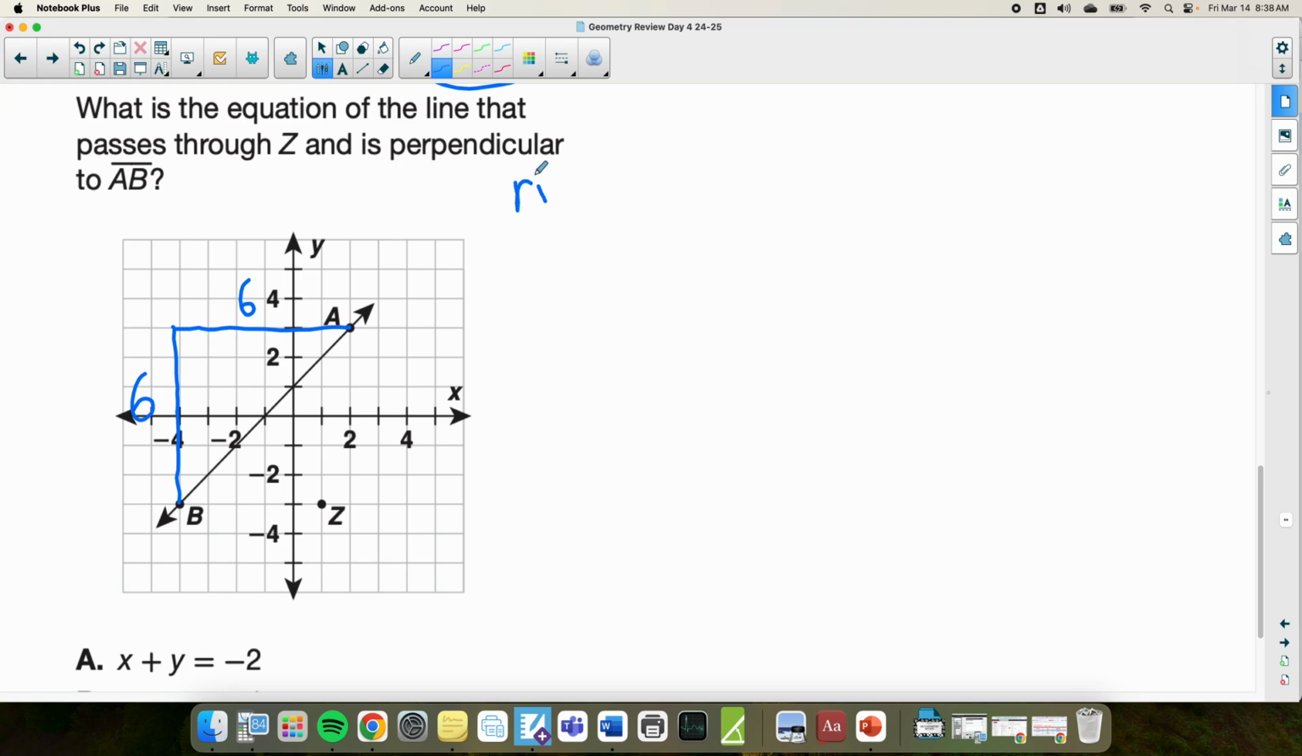So if we have rise over run, it's going to equal 6 over 6, which will simplify to 1. But that's the slope of this line. If we want a line that's going to be perpendicular, we're going to want the opposite reciprocal. Alright. So, perpendicular, the opposite reciprocal of 1 is going to be -1. Good job.